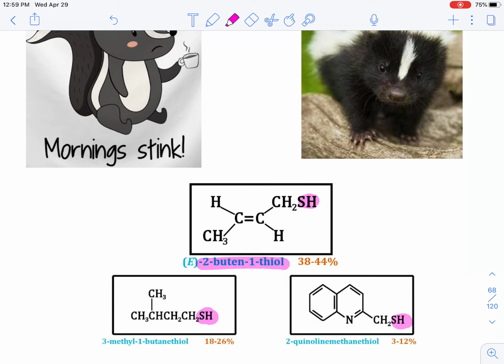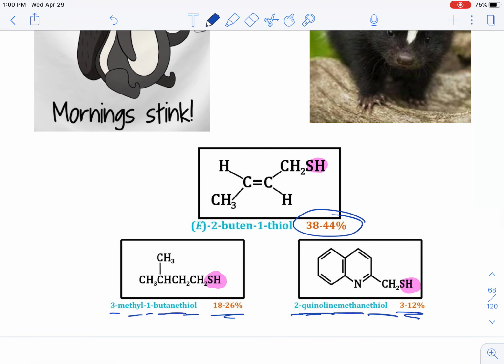We're not going to talk about this E and Z nomenclature this semester. We're going to just leave it as that. But 38 to 44% of that liquid mixture is composed of this specific organic compound. And then here you have 18 to 26%, 3 to 12% is going to be 2-quinoline methane thiol, right? 3-methyl 1-butane thiol.